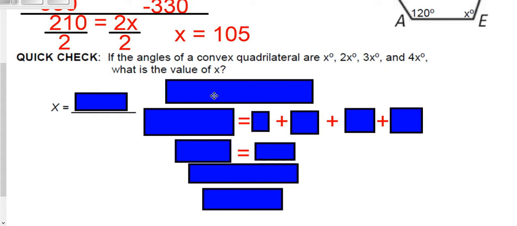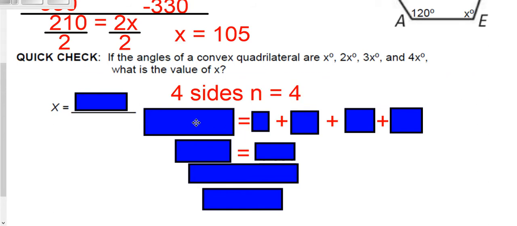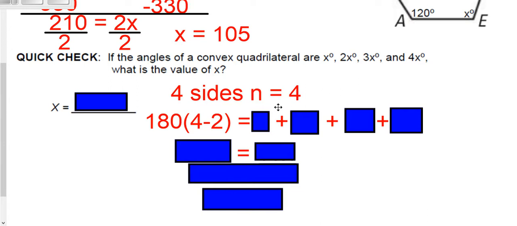So again, we start with our formula for the number of sides. We've got 4 sides. So the sum of all those angles should add up to 180 times the quantity 4 minus 2. 4 sides minus 2. And then we add up the angles, the expressions they give us for each angle. We have x plus 2x plus 3x plus 4x.